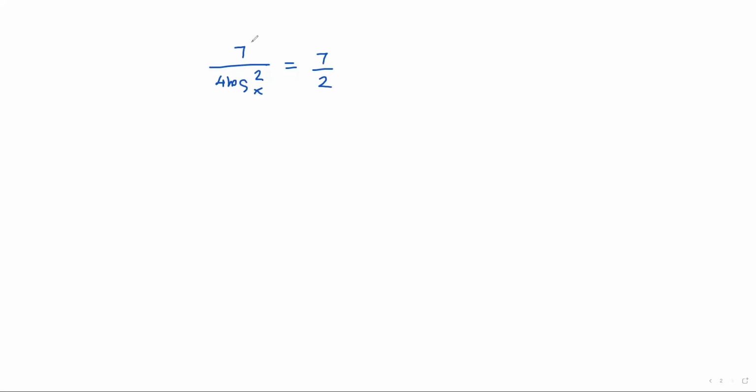To get rid of this 7 and 4, I multiply both sides of the equation by 4 over 7. So 4 will cancel out and 7 will cancel out here. On the right side, 7 and 7 will cancel out. 2 goes into 2 once, 2 goes into 4 twice. So I get 1 over log 2 to the base x is equal to 2.